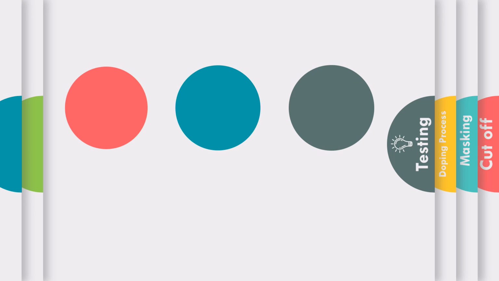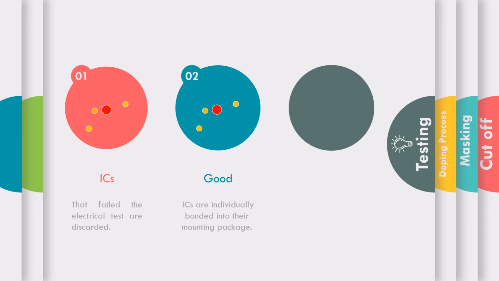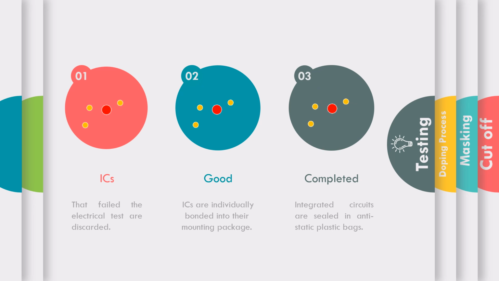Finally, those ICs that fail the electrical test are discarded. The good ICs are individually bonded into the mounting package and the thin wire leads are connected by either ultrasonic bonding or thermocompression. The completed integrated circuits are sealed in anti-static plastic bags to store or ship to the end user.